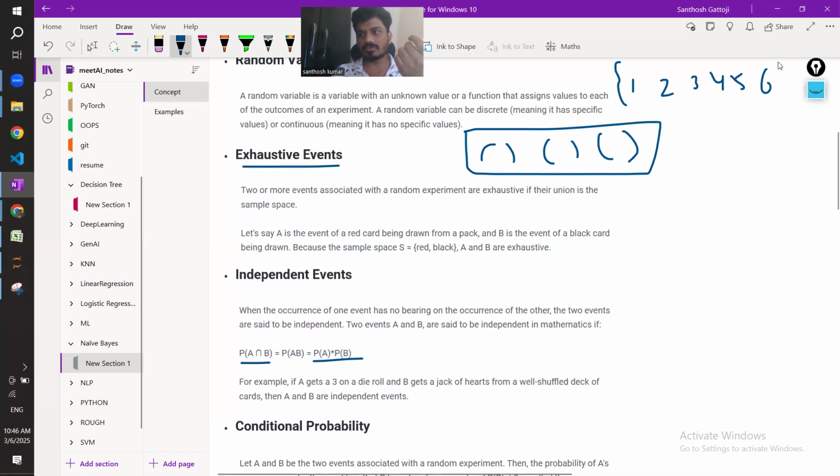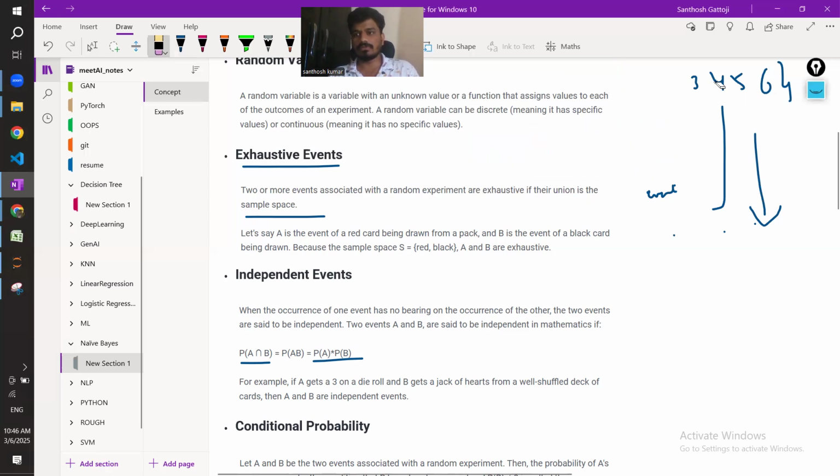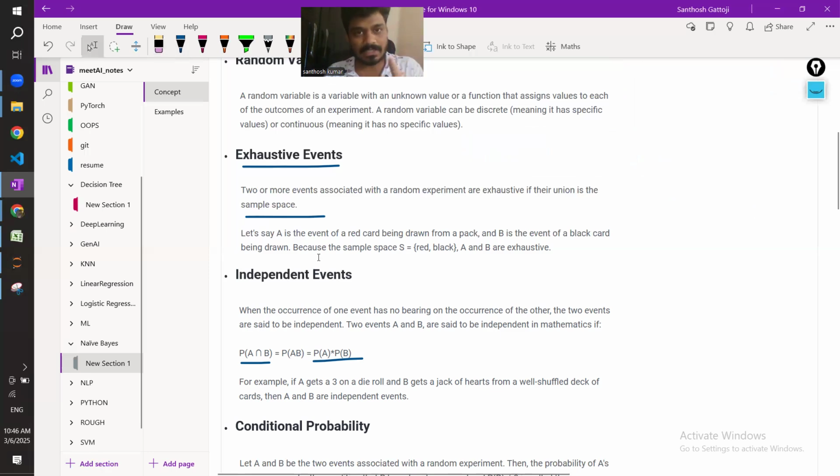Now each one of these is an event. For example, I consider two events, 1 and 4. These are two events, but they are not exhaustive events because adding 1 and 4 does not give me the sample space. When you consider all these individual events, that becomes an exhaustive set of events, because the union of these events is the sample space. Just a few definitions.